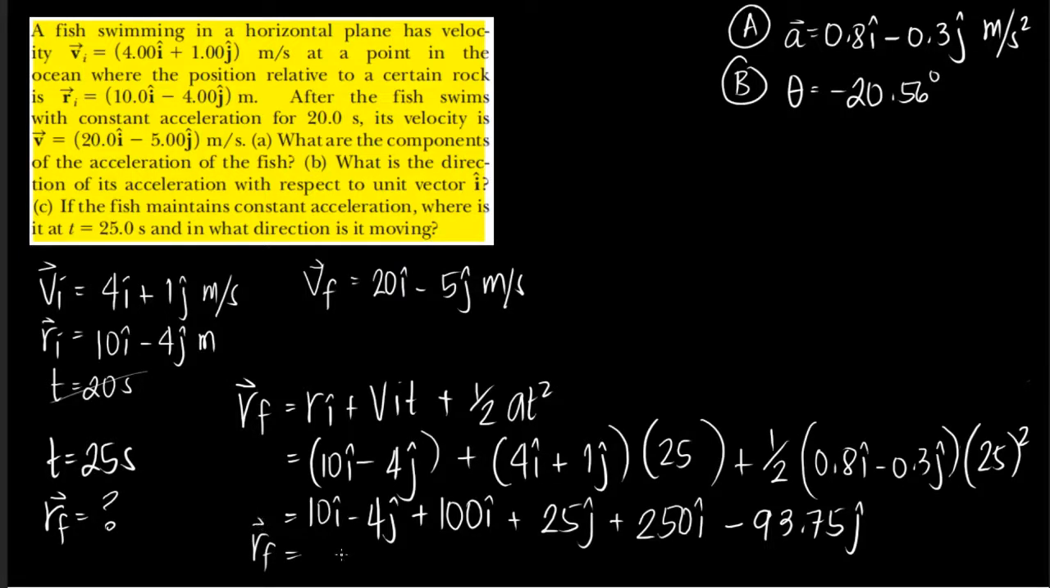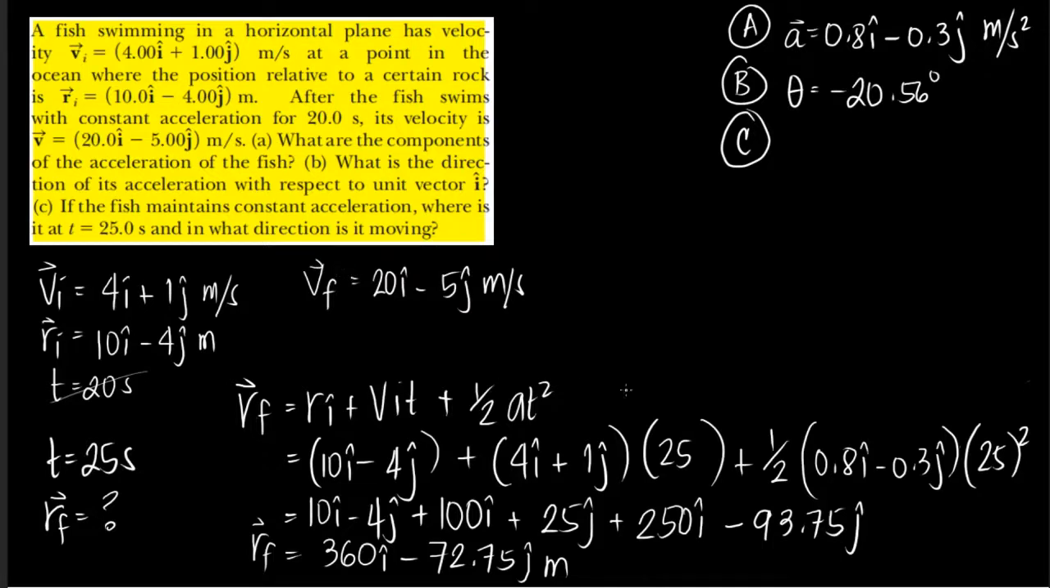All the i's will give you 360i, and all the j's will give you negative 72.75j. Meters, because displacement is what we are considering today. So yeah, for letter C guys, for question C, our fish is moving along 360i minus 72.75j meters.